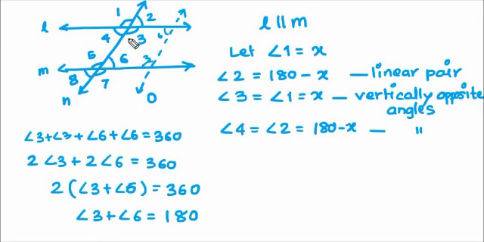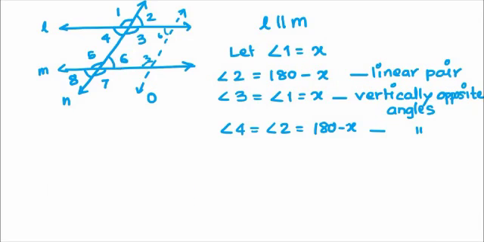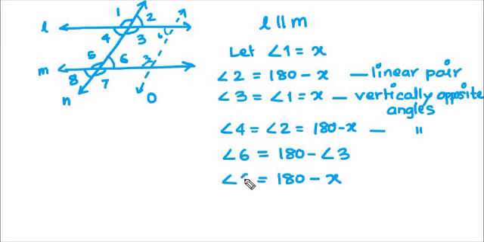So, in a parallelogram, the adjacent angles add up to 180. In a parallelogram, the adjacent angles are supplementary. And that gives us angle 6 is equal to 180 minus angle 3. Angle 3 is x. And now we see that angle 6 is actually equal to angle 2.